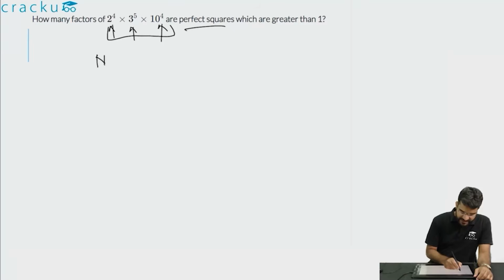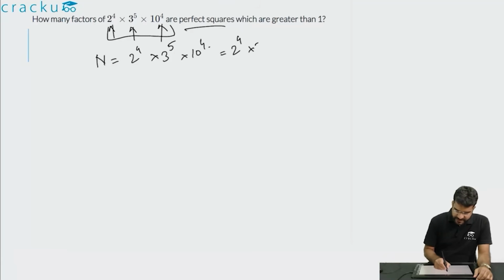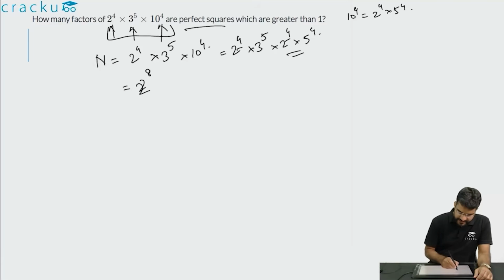So suppose the given number n is equal to 2 to the power 4 into 3 to the power 5 into 10 to the power 4. We can simplify this as 2 to the power 4 into 3 to the power 5 into 2 to the power 4 into 5 to the power 4. That is because 10 to the power 4 is equal to 2 to the power 4 into 5 to the power 4. This can be simplified as 2 to the power 4 plus 4, that is equal to 2 to the power 8 into 3 to the power 5 into 5 to the power 4.